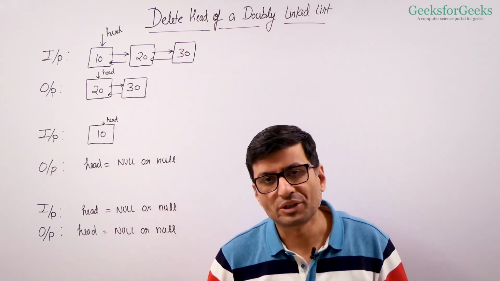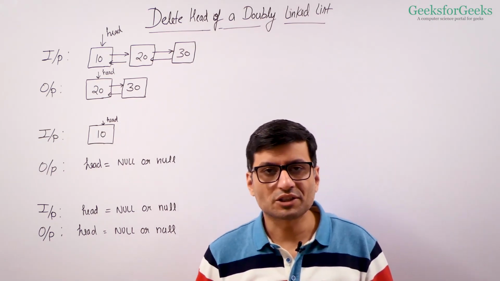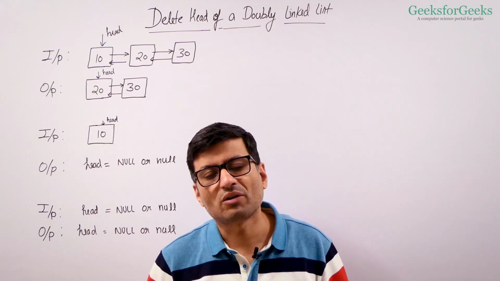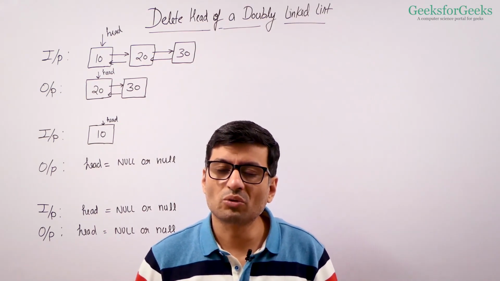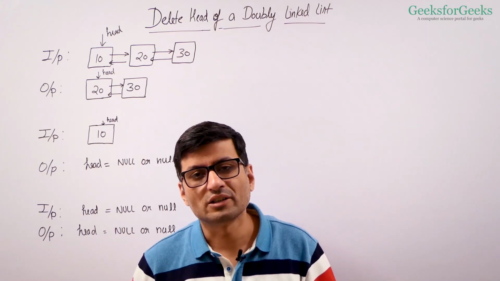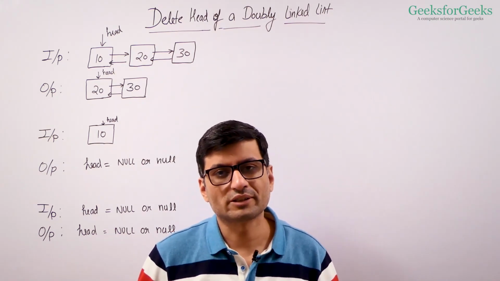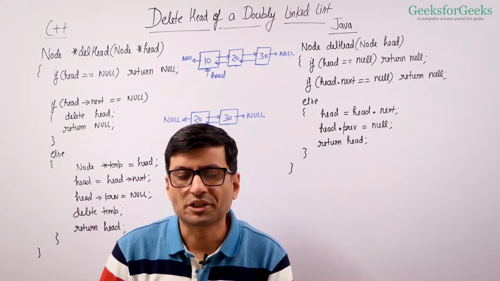Now please pause this video and write down a function that takes head of a doubly linked list as argument, deletes the node at head and returns new head of the doubly linked list. Let us now talk about the implementation.